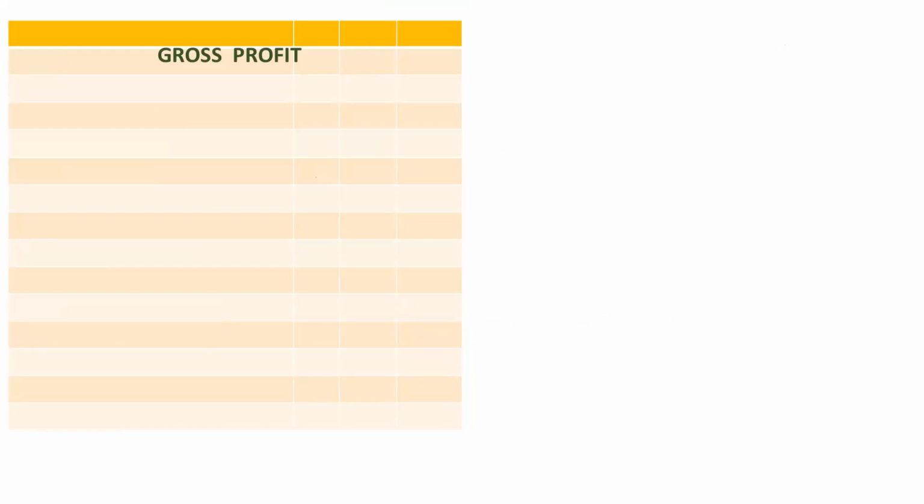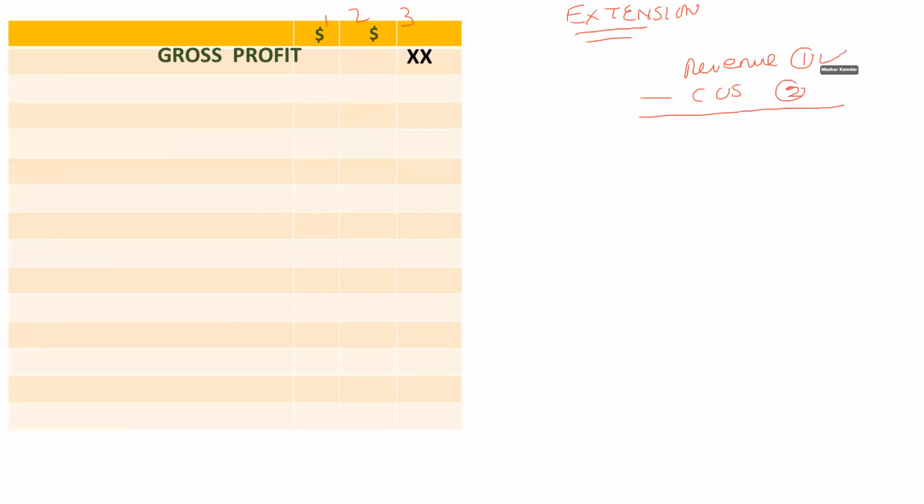Okay. Now we go to the extension of the gross profit. In the third column, you will have your revenue. In the third column, you will have your cost of sales. From the revenue, when you subtract your cost of sales, you will get gross profit. This will also be in the third column. So the third column would always have the main answers.